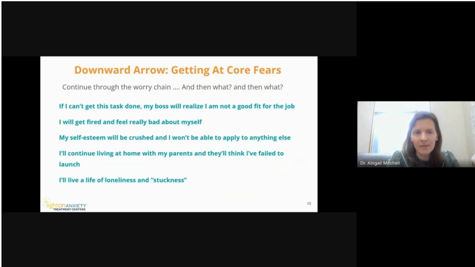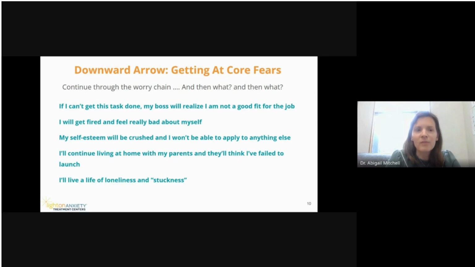Now, as we know, we want to get at what are some of the core fears. People can have worries about the same topic, but when you draw them out, you want to do some exercises with clients where you're getting them to really trace out the worry. Is there some common theme behind the worries that's really their core fear, or the major underlying thing that they're afraid of?